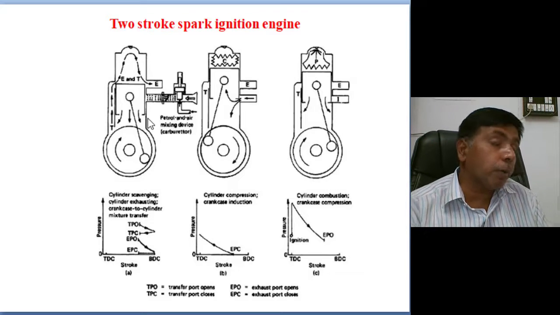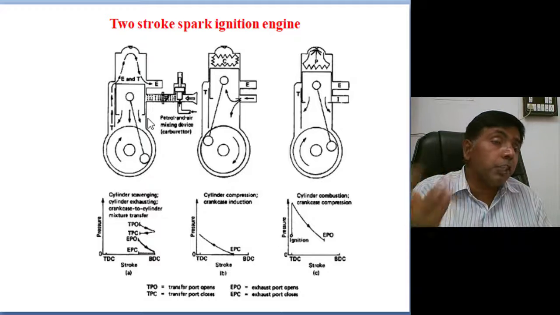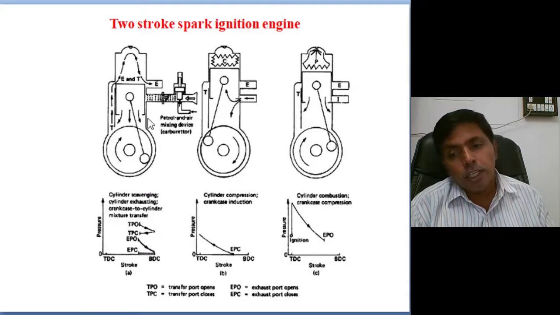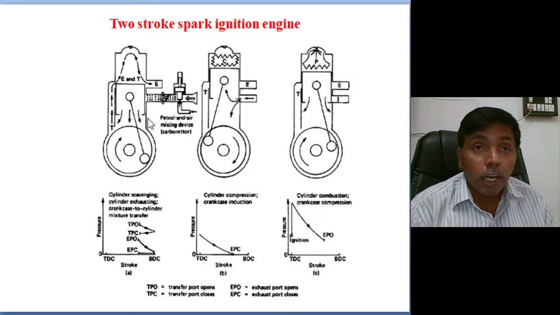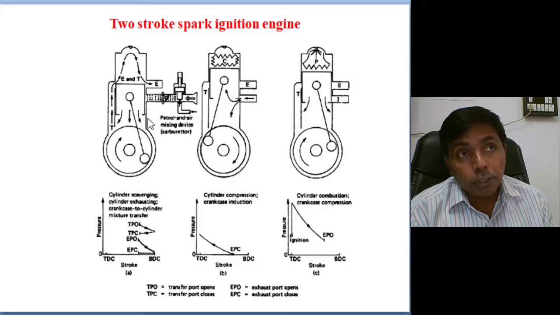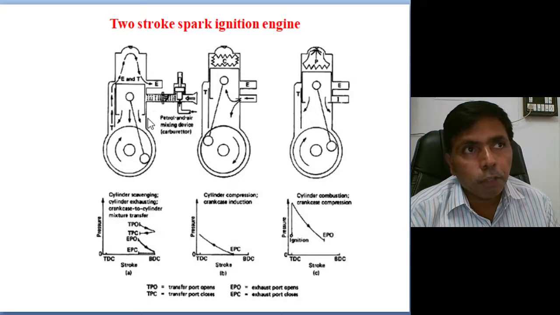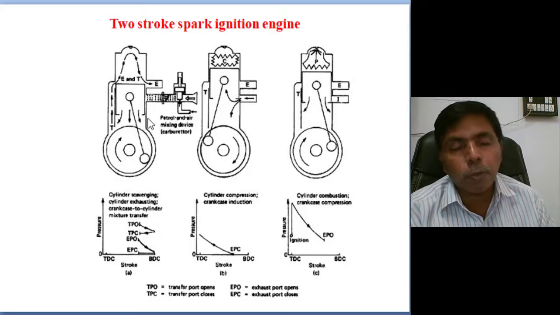That is one drawback. But the advantage is that it produces power every revolution of the crankshaft, so smooth operation of the engine takes place. That is good. And second, for the same size, theoretically a 2-stroke produces double the power compared to a 4-stroke. Why? Because in the same size of engine, there are 2 revolutions of the crankshaft for 1 power stroke, while here 1 revolution of the crankshaft gives 1 power stroke.